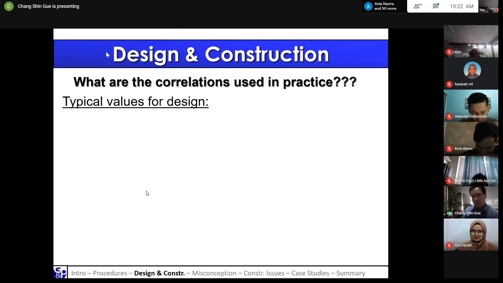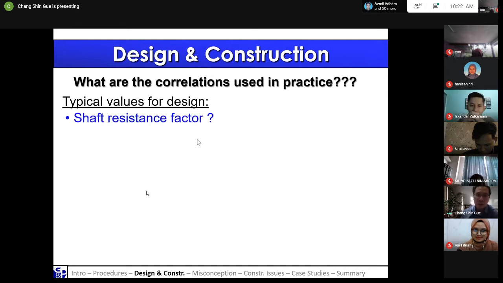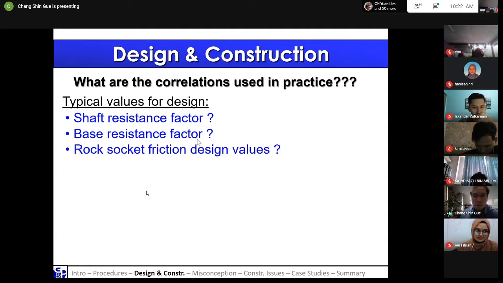Now, I mentioned just now that for design on the shaft, you have different kinds of factors. So for your integrated project, you will probably need this as well. So you may ask what kind of correlations to be used in practice? What are the typical values for design? For example, what is the shaft resistance factor? What is the base resistance factor? And also what kind of rock socket friction if you're using rock.